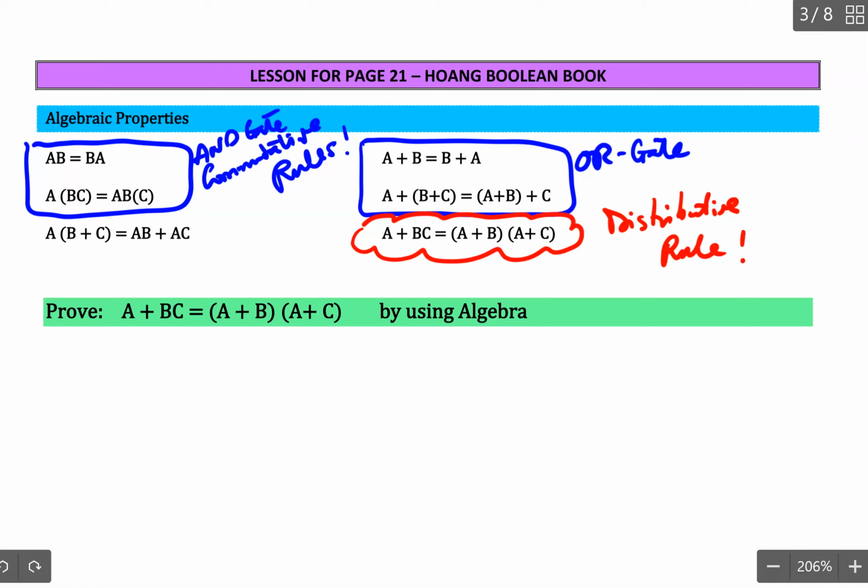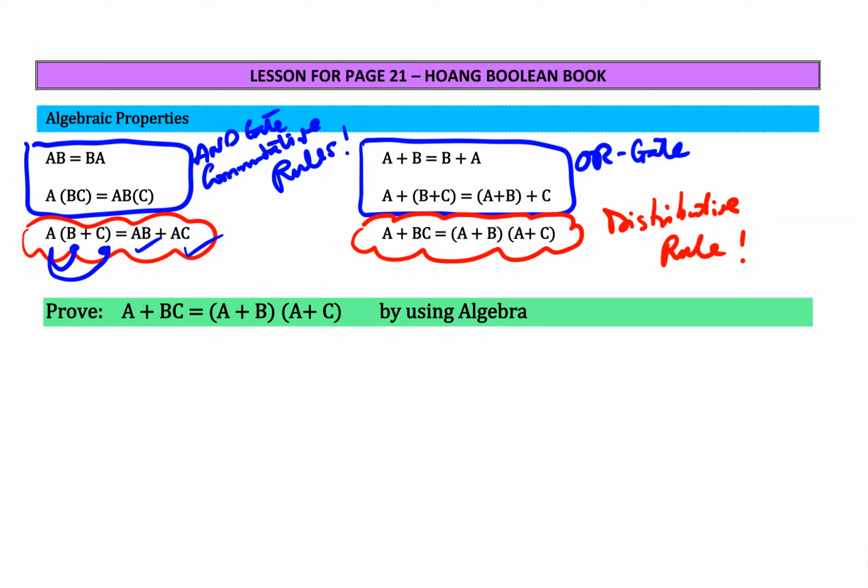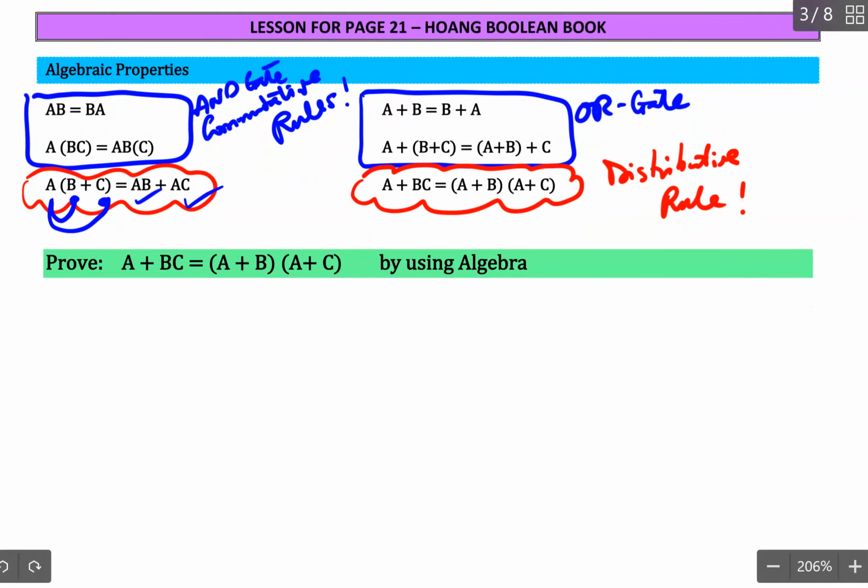Take a look at this distributive rule. On this side of the equation, what we have is A times B, A times C. So it's easy to recognize that I have AB plus AC. Think of it in terms of mathematics, then I should recognize this very easily. However, this particular distributive rule is hard to recognize. So I really want to prove it using algebra, and I will also use a truth table to prove this as well.